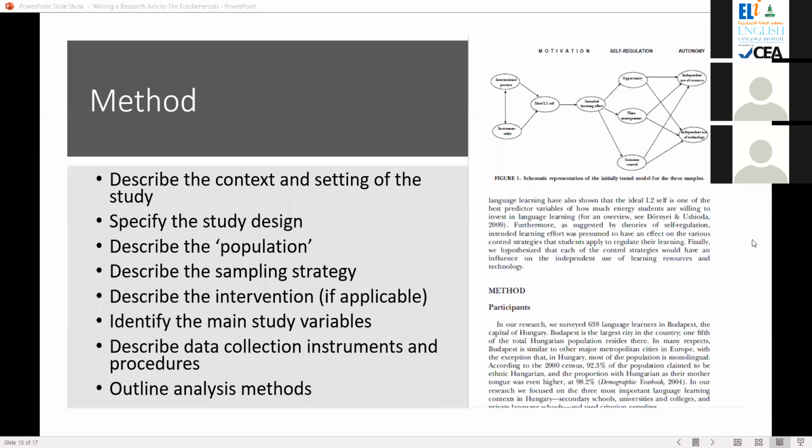Again, if I'm reading this study and I find it interesting, I say, well, what if I apply this to a Saudi context, to Saudi learners? So I go to this section and look at the sampling, how they sampled, and see if I can do the same thing. I look at the intervention, whether it's applicable in my context or not. I look at the instruments, whether it's surveys and so forth. I look at the analysis methods, I think this was statistical modeling or something like that, and see if I can replicate the same thing in my context.